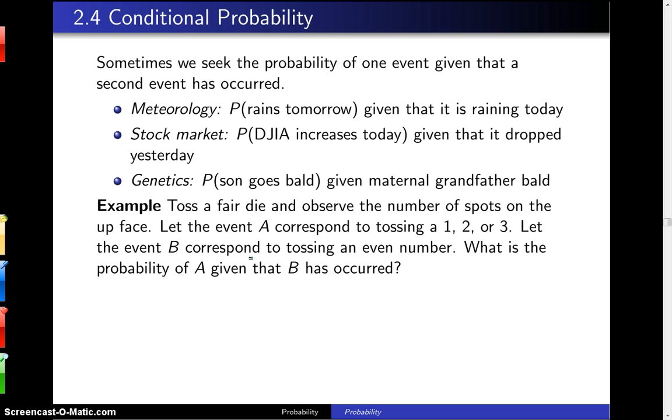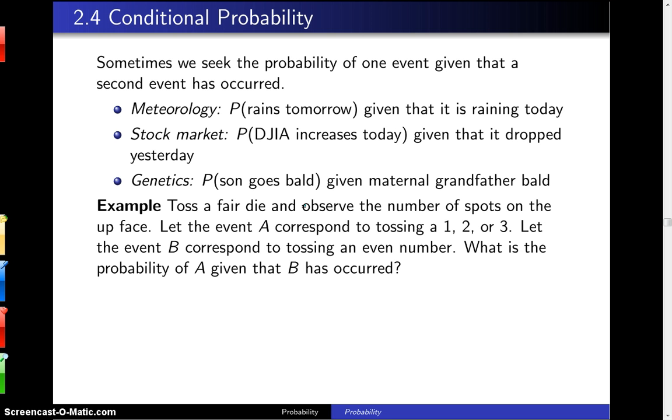Rainy days and sunny days tend to come in streaks, and the probability it will rain tomorrow will be affected by whether or not it's raining today. Likewise, the probability of the Dow Jones Industrial Average increasing today will be affected by the fact that it dropped yesterday. In genetics, the probability a son goes bald given the maternal grandfather is bald, and that extra information affects the probability.